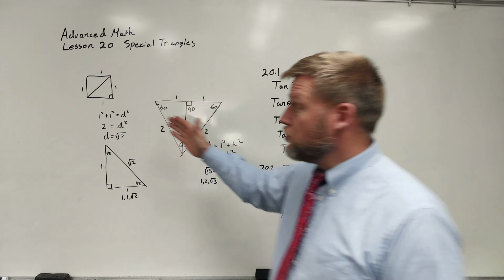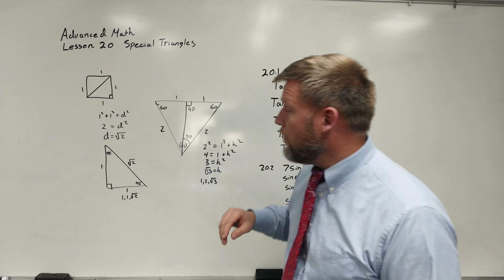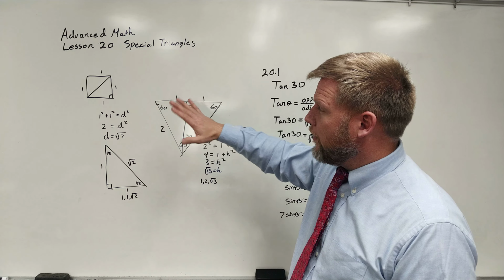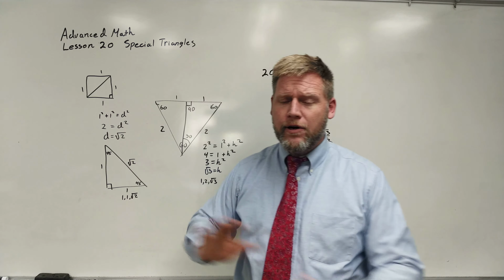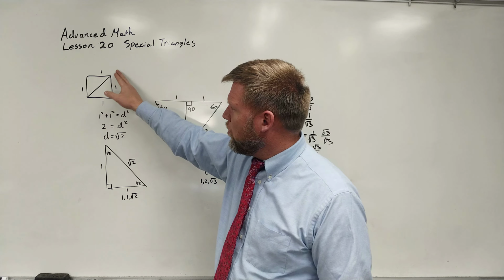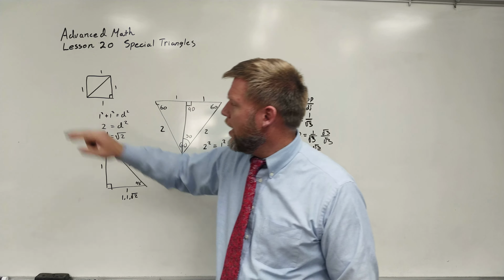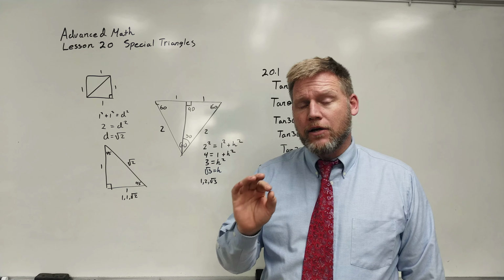So the very first special triangle is a 45, 45, 90, and we're going to look at how that came about. If I just had a square that was 1, 1, 1, 1, a very simple square, and I put a diagonal across it, I would have two triangles formed.